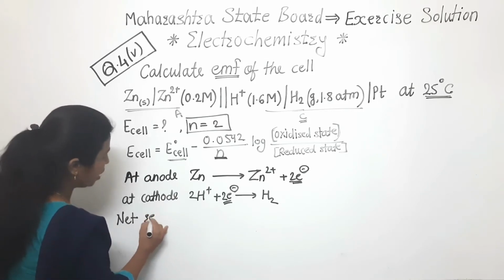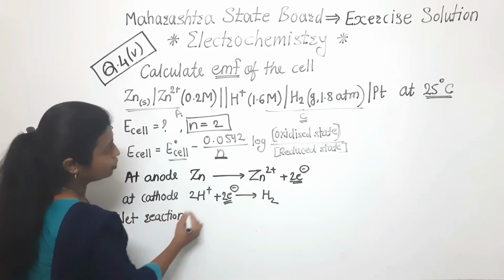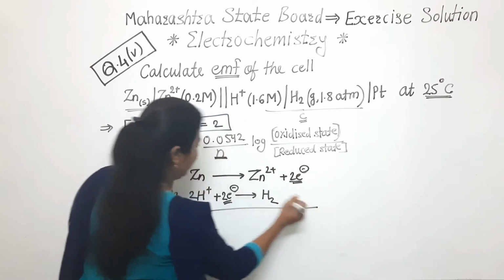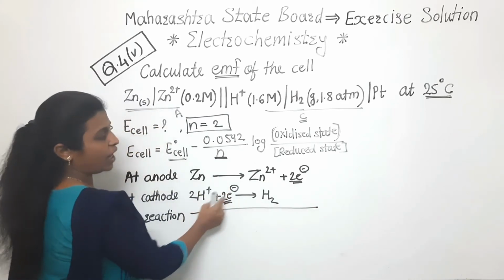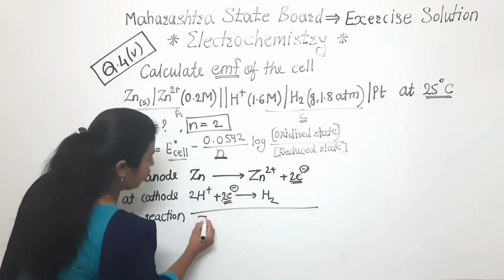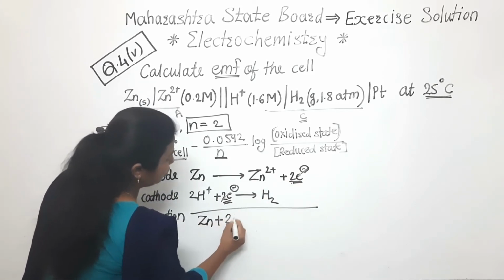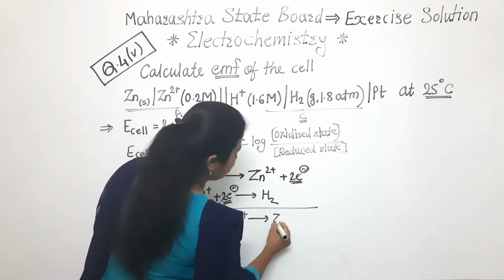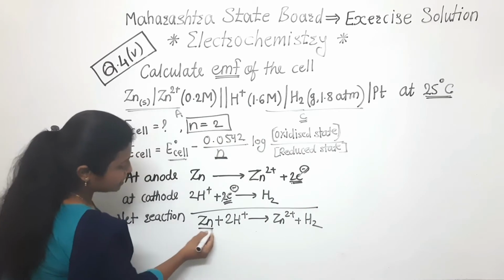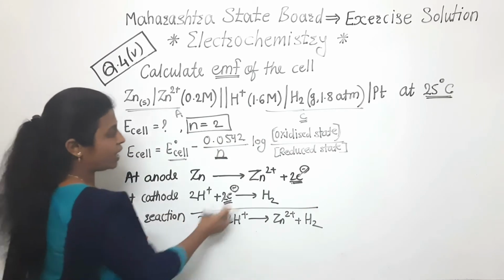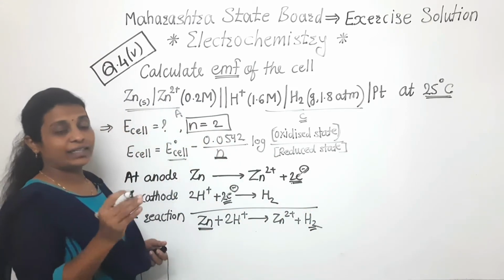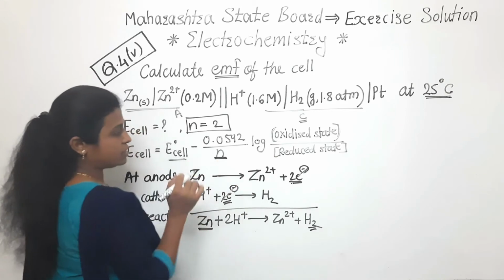Next one. From that net reaction, we will get the idea about the oxidized state and the reduced state. In both reactions the number of electrons is the same, so simply we have to add them, and that reaction will be Zn plus 2H+ gives Zn2+ plus H2. Now see here, Zn is in its solid state, so we can't consider it in the Nernst equation, but H2, which is on the product side, is in the gaseous state, so we can consider it here.